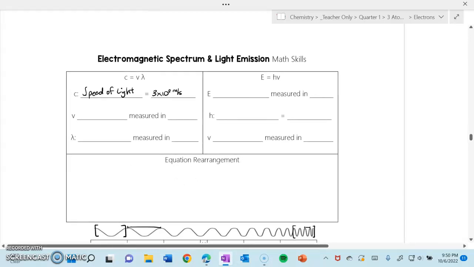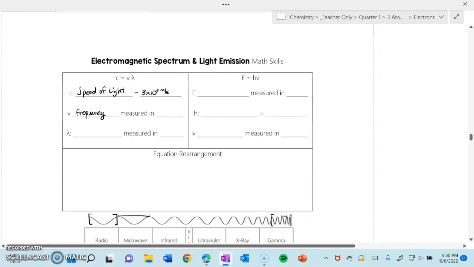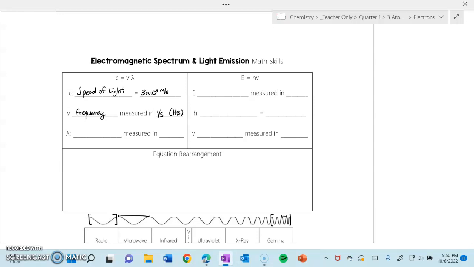The next two variables in this equation are frequency and wavelength. Frequency, we just discussed, is the number of waves that we'll experience in a certain amount of time, and it is measured in 1/seconds. Or you probably have seen it written as hertz. We will use it as inverse seconds, 1/seconds. And this lambda symbol, this is the Greek symbol for wavelength, measured in meters.